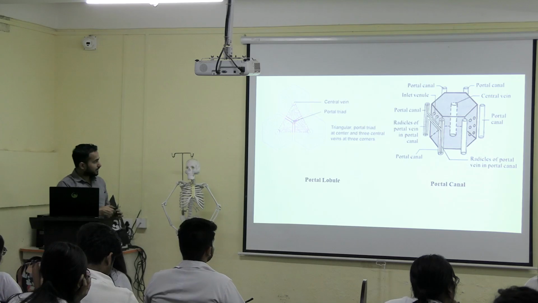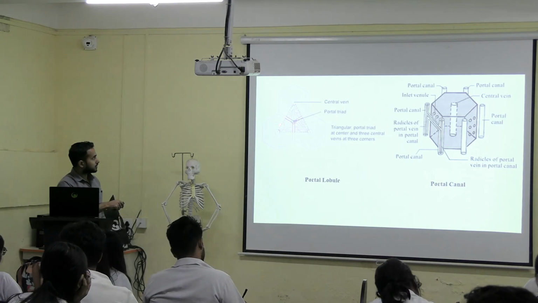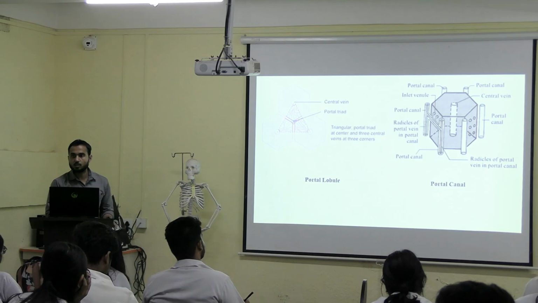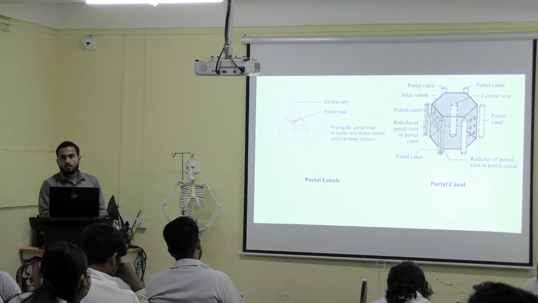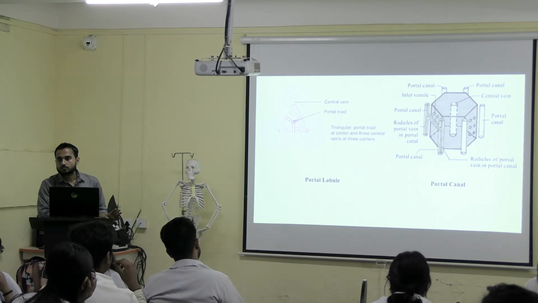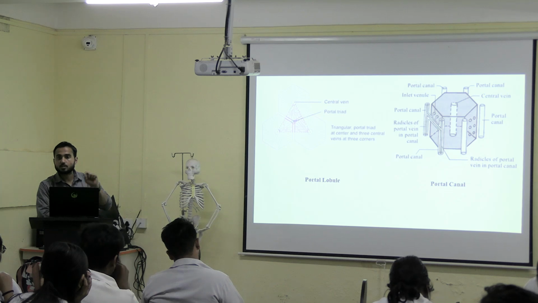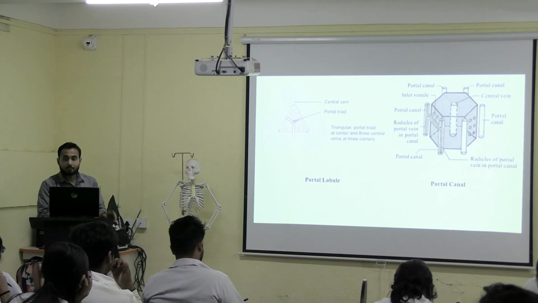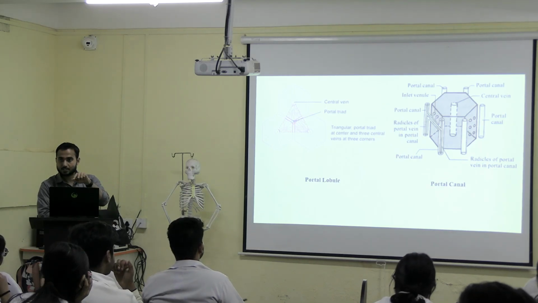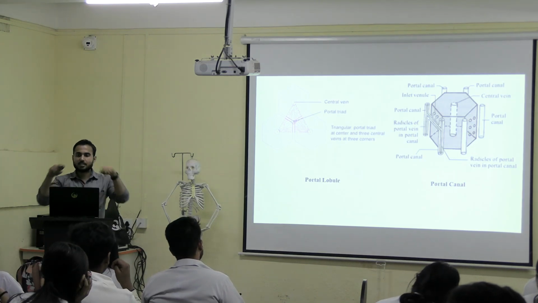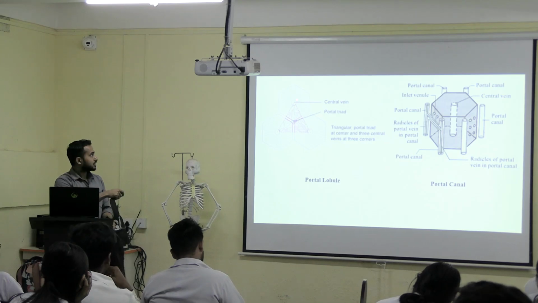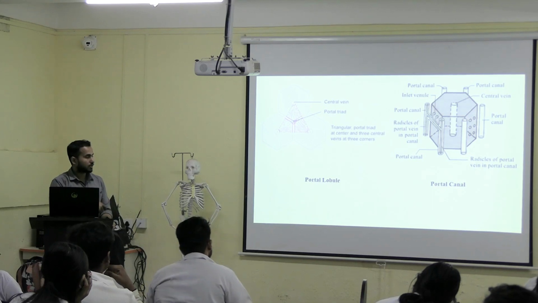Now here you can see the portal lobule, triangular in shape. At the center, what are you getting? Portal triad is there, but at the center you are getting the bile ductule, which is a part of the portal triad. And at each and every angle we are getting the central vein. So this particular part which is present is called the portal lobule.